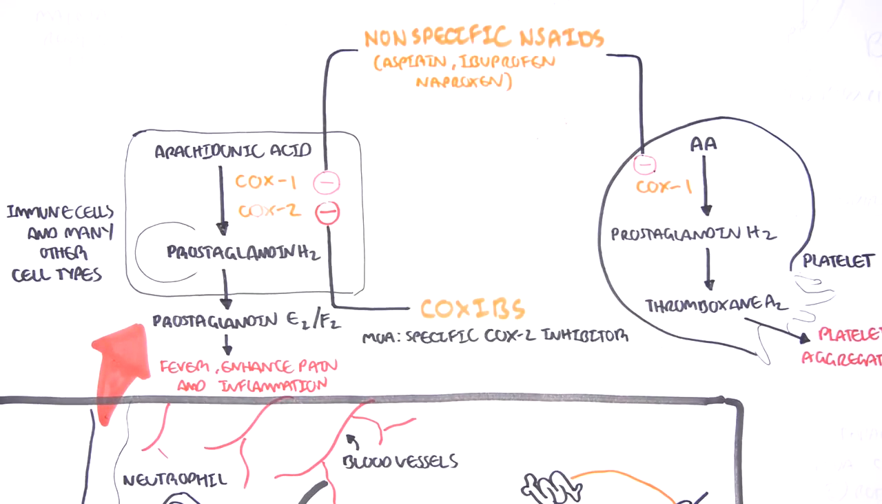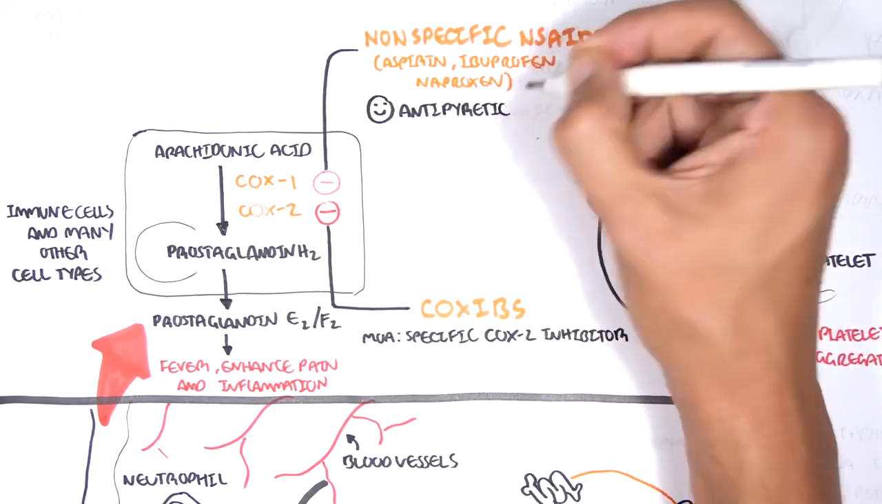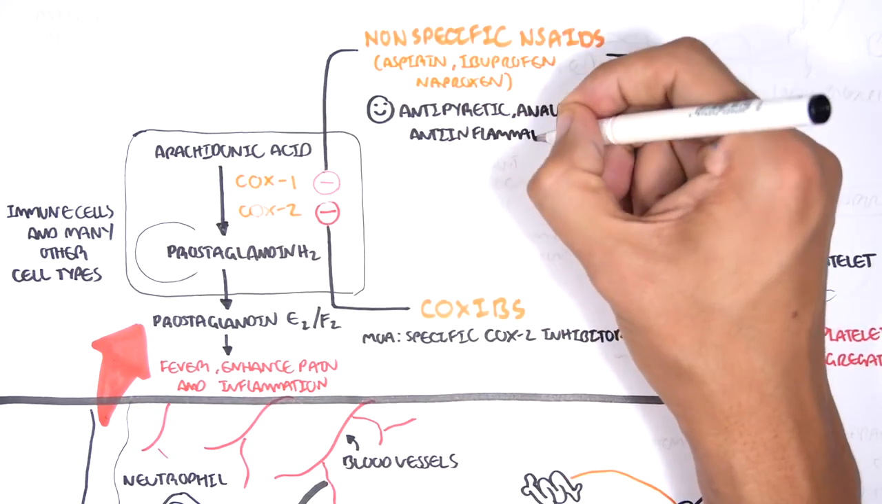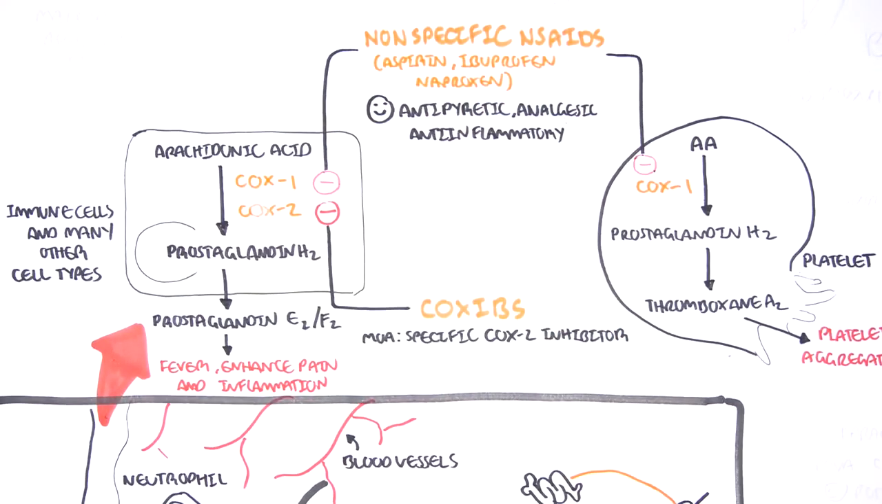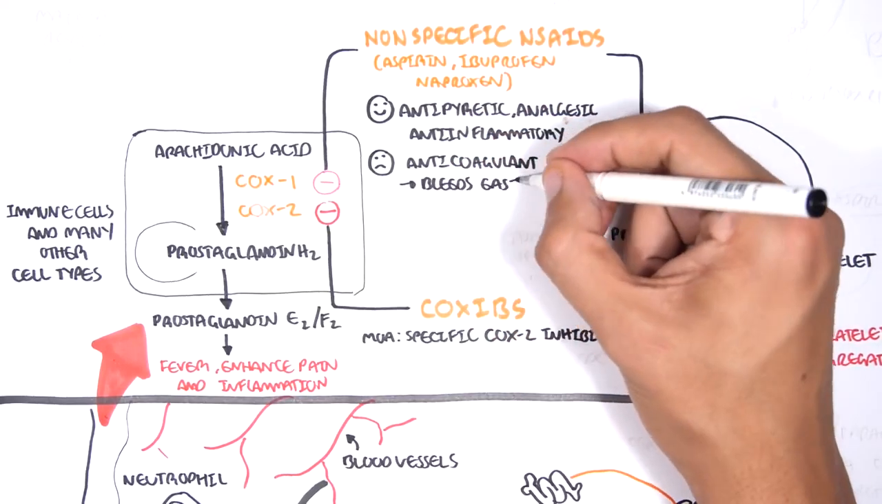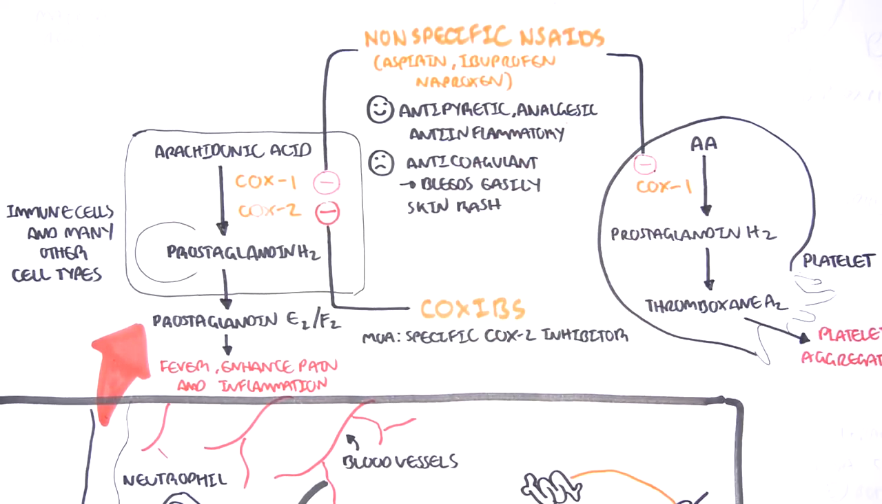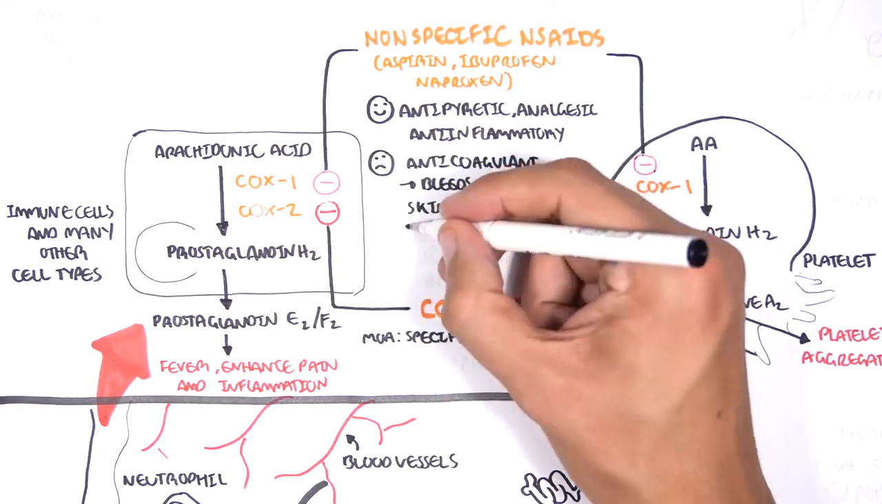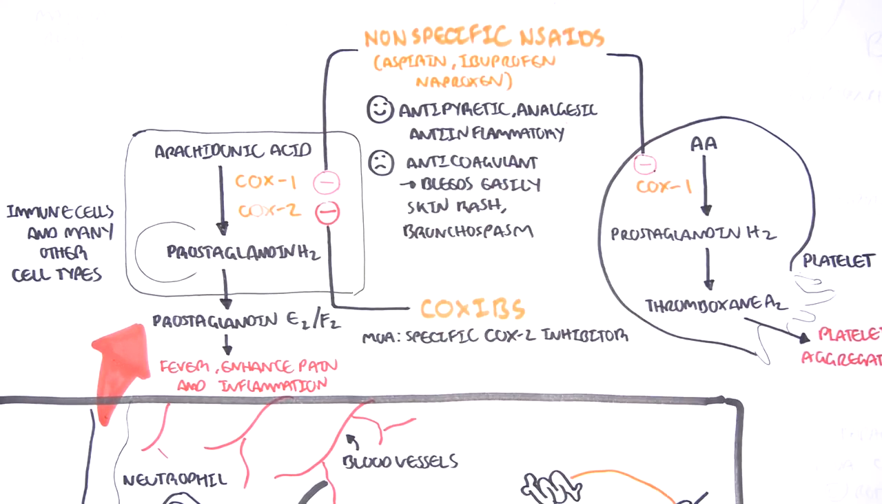Non-steroidal anti-inflammatory drugs, such as your common ibuprofen, are non-selective, and so they block both COX-1 and COX-2. Thus, they are actually antipyretic, analgesic, and anti-inflammatory. Side effects of these drugs mean that they are anticoagulants, so you can bleed easily. You can also be partially allergic, getting a skin rash, and also NSAIDs can induce bronchospasm because some prostaglandins have a role in bronchodilation.